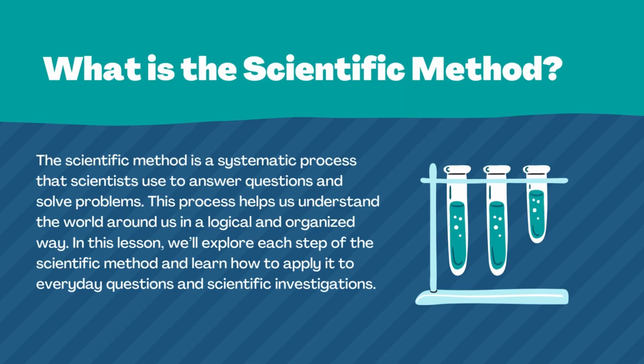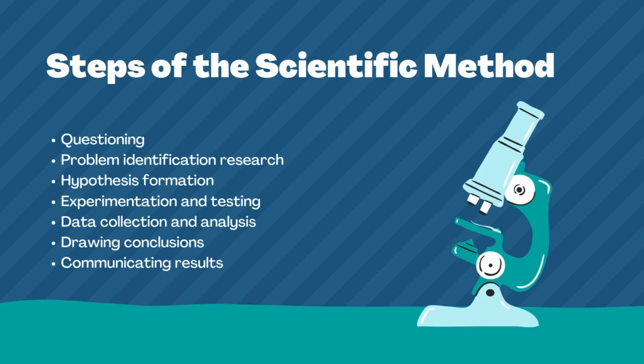So what exactly is the scientific method? The scientific method is a systematic process that scientists use to answer questions and solve problems. This process helps us understand the world around us in a more logical and organized way. In this video, we'll explore each step of the scientific method and learn how to apply it to everyday questions and scientific investigations. So we have to first go through the steps of the scientific method.